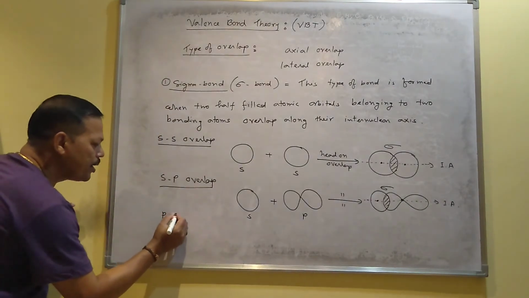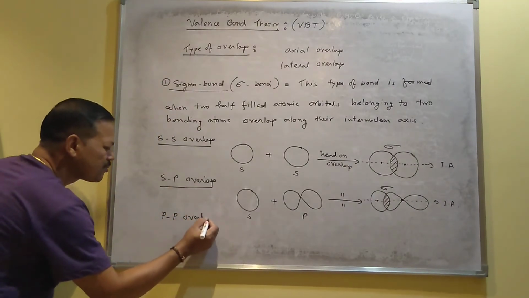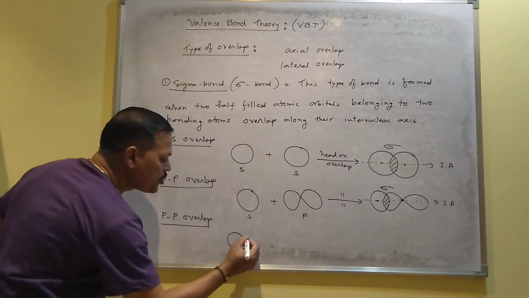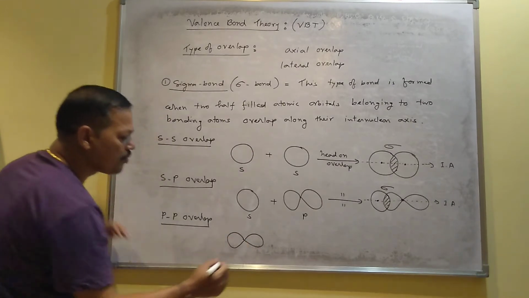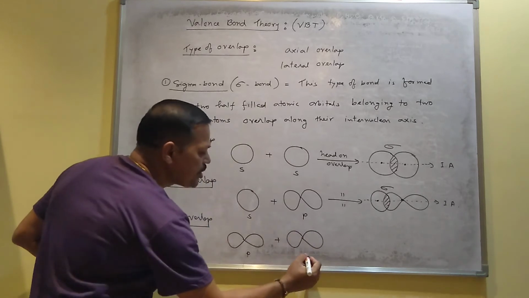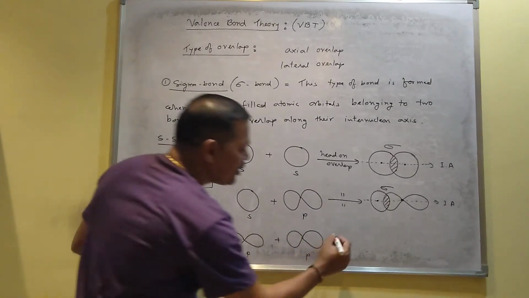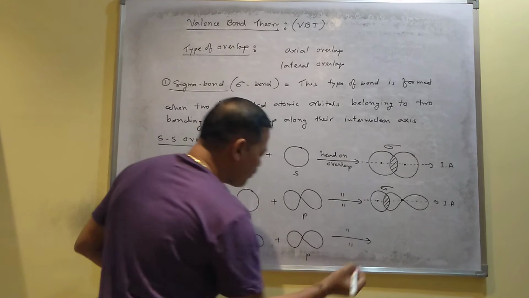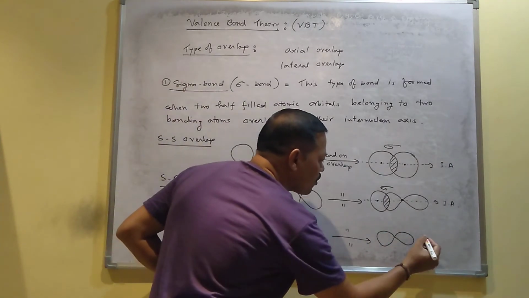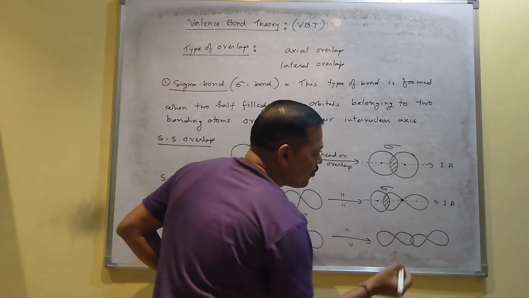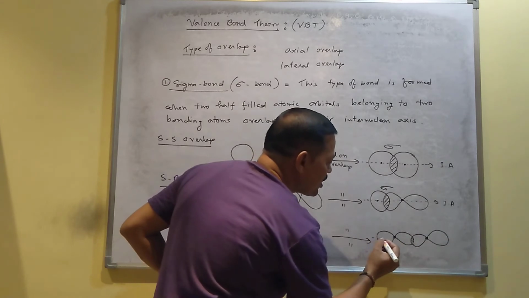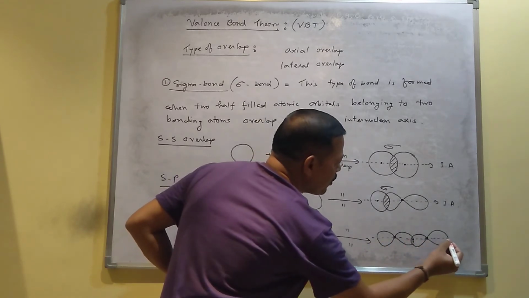Next one is p-p overlap. When overlap takes place between two p orbitals, suppose this is one px orbital and this is another px orbital, which is called p-p overlap. Then also head-on overlap takes place, and the overlap will take place like this, and this is the overlap area, and this is your nucleus, this is your nucleus. The internuclear axis should be this one.